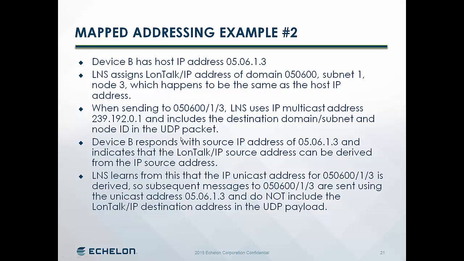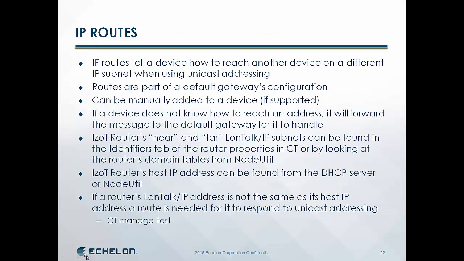Device B will respond with a source IP address of 5.6.1.3 and indicates that the LonTalk IP source address can be derived from the IP source address. LNS or another type of device will learn from this that the IP unicast address for 050600/1/3 is derived, so subsequent messages to 050600/1/3 are sent using the unicast address of 5.6.1.3 and do not include the LonTalk IP destination address in the UDP payload.